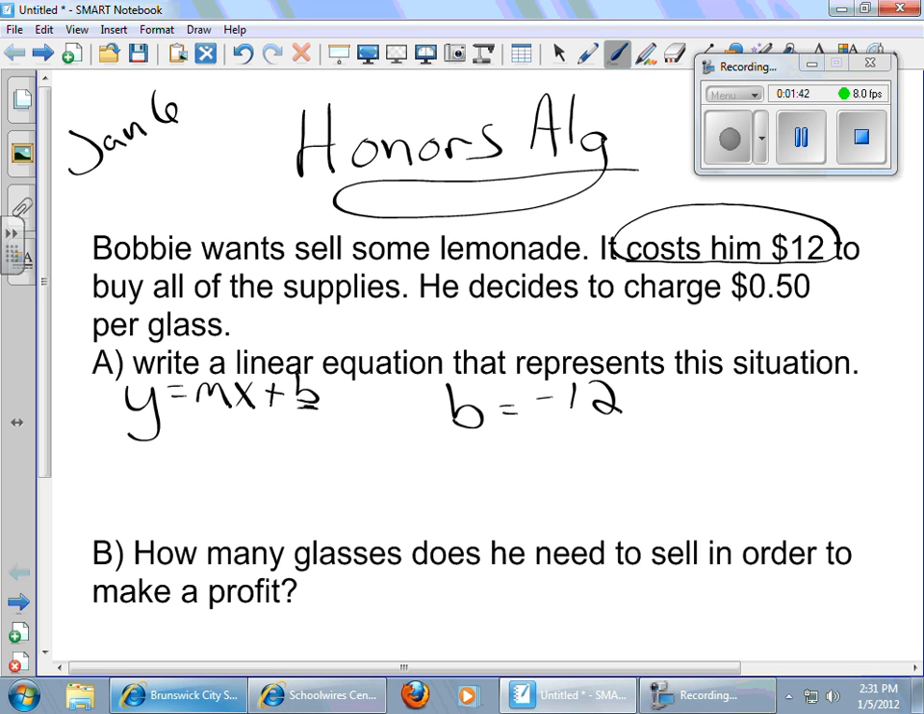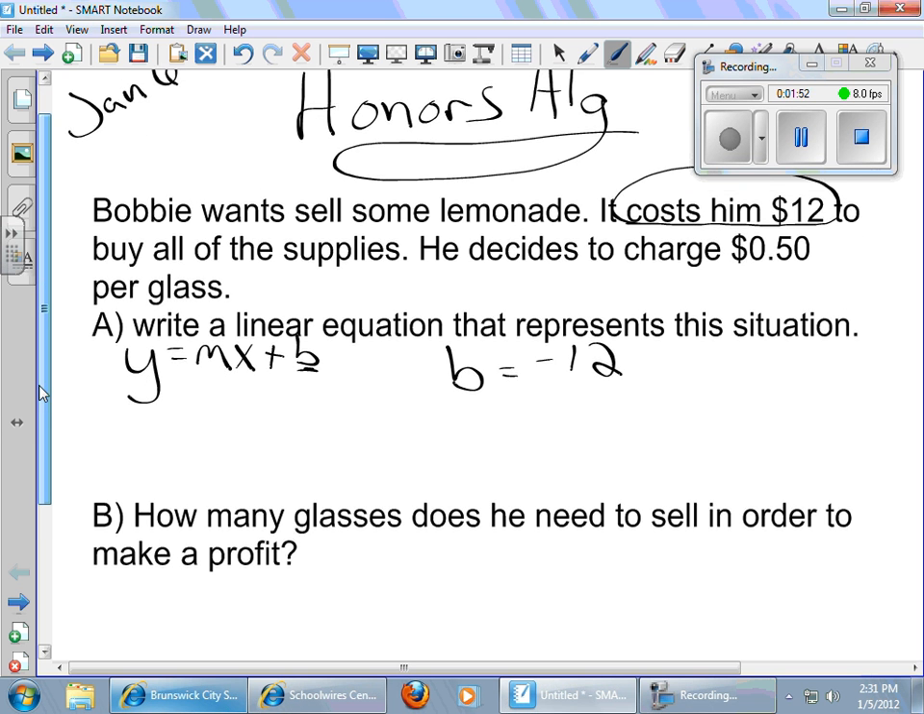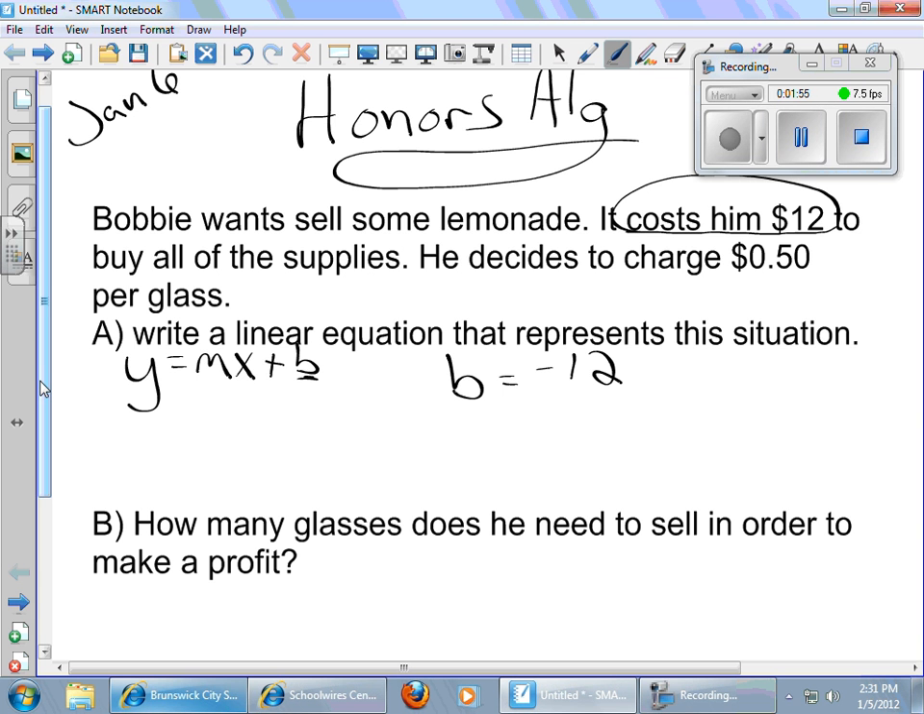If he sets up his lemonade stand and a snowstorm hits and not a single person comes to buy lemonade, he's made negative $12. He's in the hole $12. Okay, now I have to find the slope. Well, you see this? 50 cents per glass. Oh, that sounds like a rise and run situation.